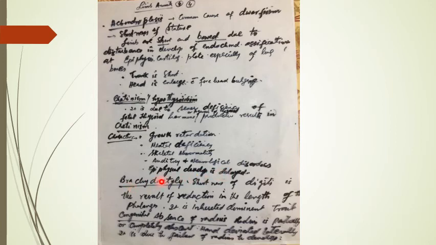Next condition is brachydactyly. Shortness of digits is the result of reduction in the length of the phalanges. Phalanges are not developed. It is an inherited dominant trait. Next is congenital absence of the radius. The radius is partially or completely absent. When the radius is not there, the hand is deviated laterally. It is due to failure of the radius to develop.